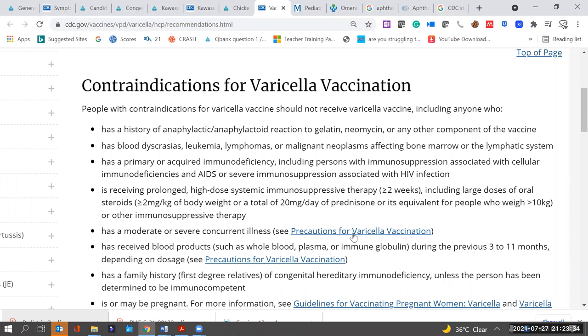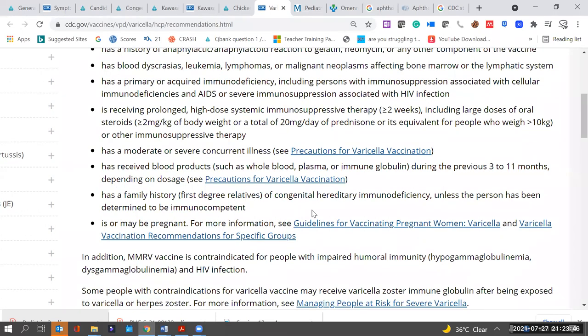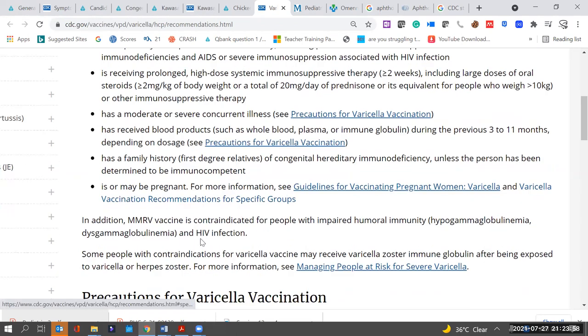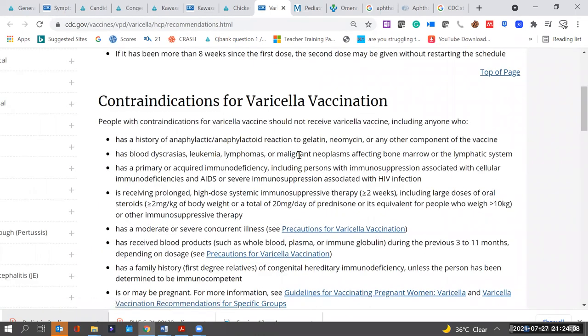Has a moderate or severe concurrent illness, say, for example, any kind of infection running in the body, don't give varicella vaccine. Has received blood products recently, there is a history of any kind of blood transfusion, don't give varicella vaccine. Has a family history, like the case has mentioned that the brother also died because of sepsis. So it means that some immunodeficiency is going on in the whole family. Don't give varicella vaccine. Or maybe pregnant, for more information. So in pregnancy also, we don't give varicella vaccine. So there are certain absolute contraindications where we don't give varicella vaccine.